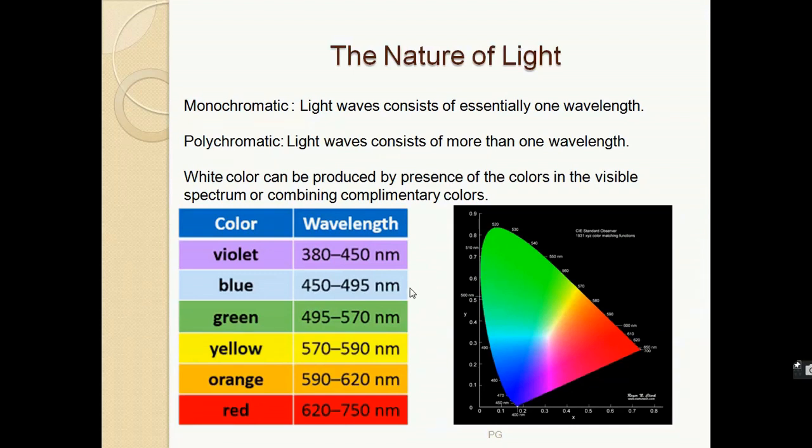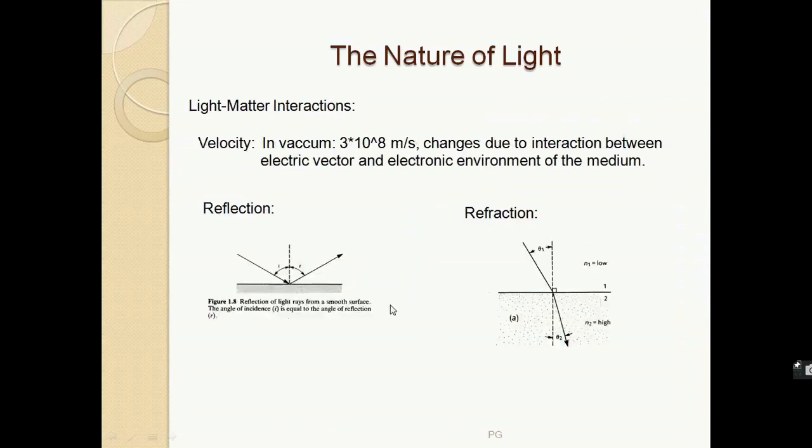So here is a table that gives us the different colors and the corresponding wavelengths. The violet has a wavelength range from 380 to 450 nanometers, and as we go down the wavelength increases. So red light has the highest wavelength, ranging from 620 to 750 nanometers.